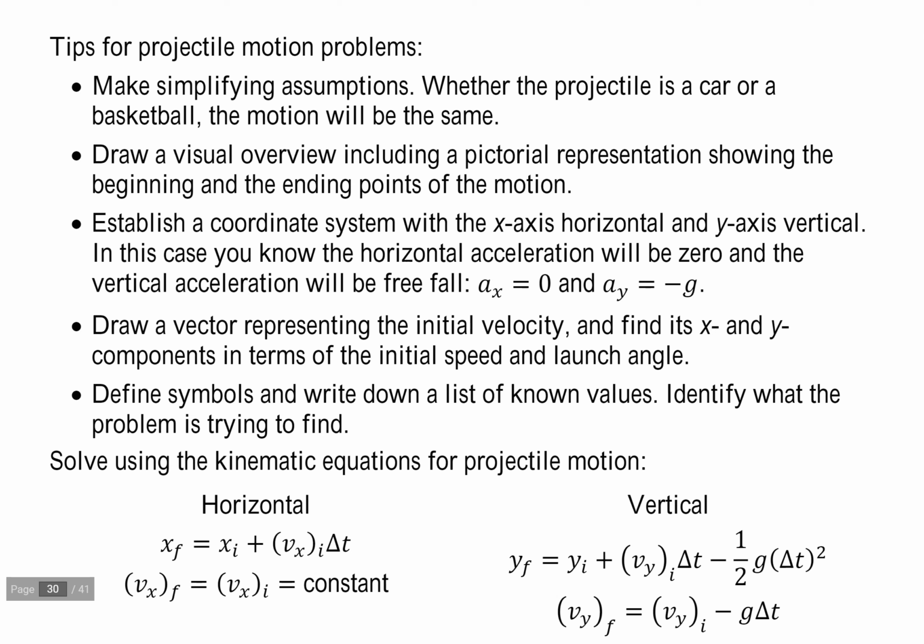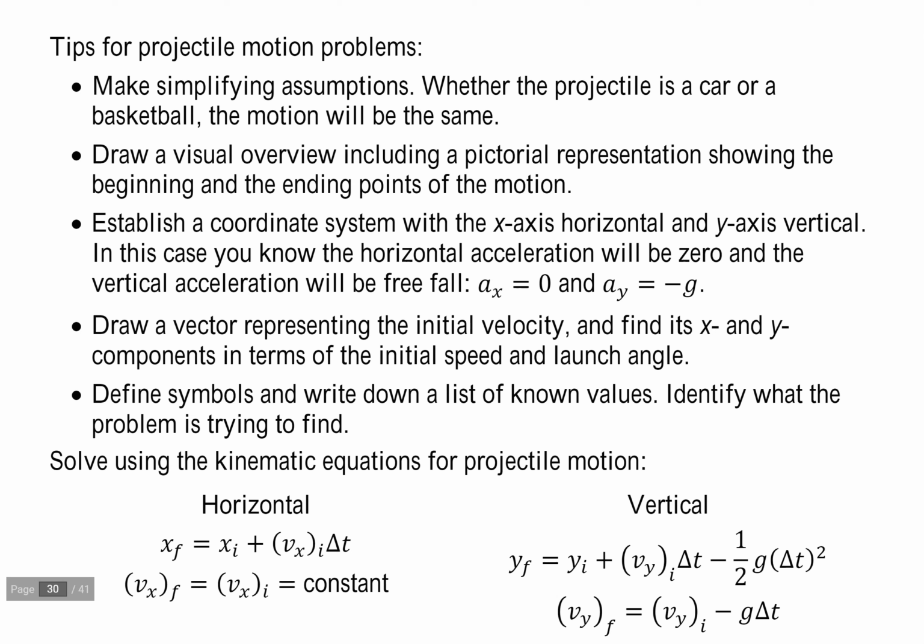Okay. Then draw a vector representing the initial velocity. All of this should be familiar to you because we just did all of these things. And find its x and y components in terms of the initial speed and launch angle. So in the last problem, it was just a horizontal launch, so we didn't have any of that. But we will. We'll do a problem where we have an angle of launch, okay? Define symbols and write down a list of known values. We did all that, okay? We made an inventory of stuff that we knew, and we found the thing that we didn't know, and then we worked towards identifying with our kinematic equations what it was that we didn't know and how we were going to get there.